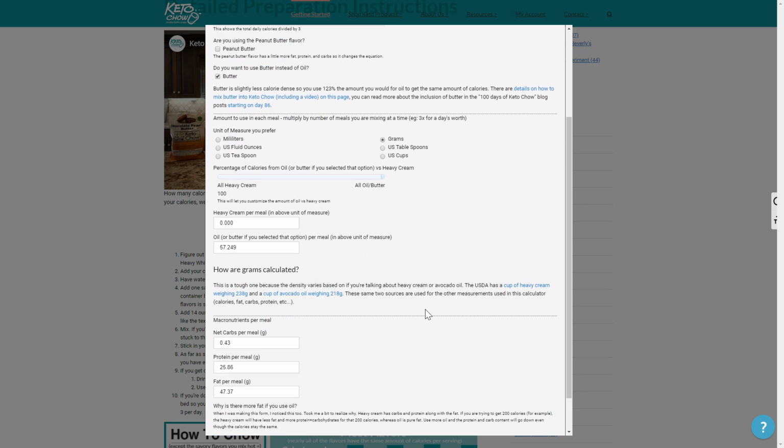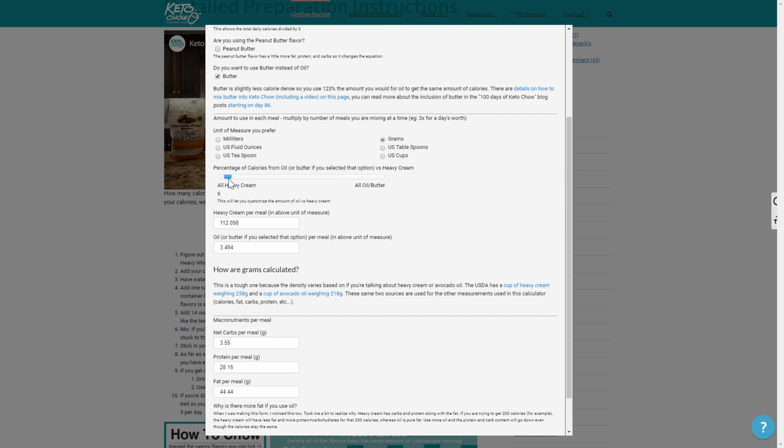Now, interestingly enough, if you come on down here, it's going to tell you the macronutrients per meal. So if I do regular Keto Chow, most of the flavors, not peanut butter, because if you see peanut butter, it ups the numbers. I'm looking at about 4/10 of a net carb per meal, which is crazy low. How much protein? 25.86, and how much fat? 47. Great. Now that's with all butter.